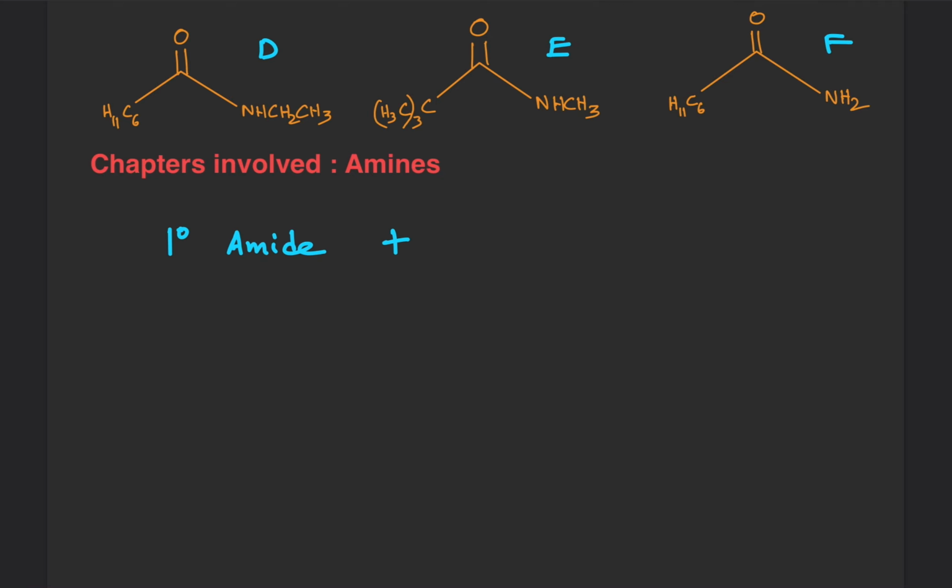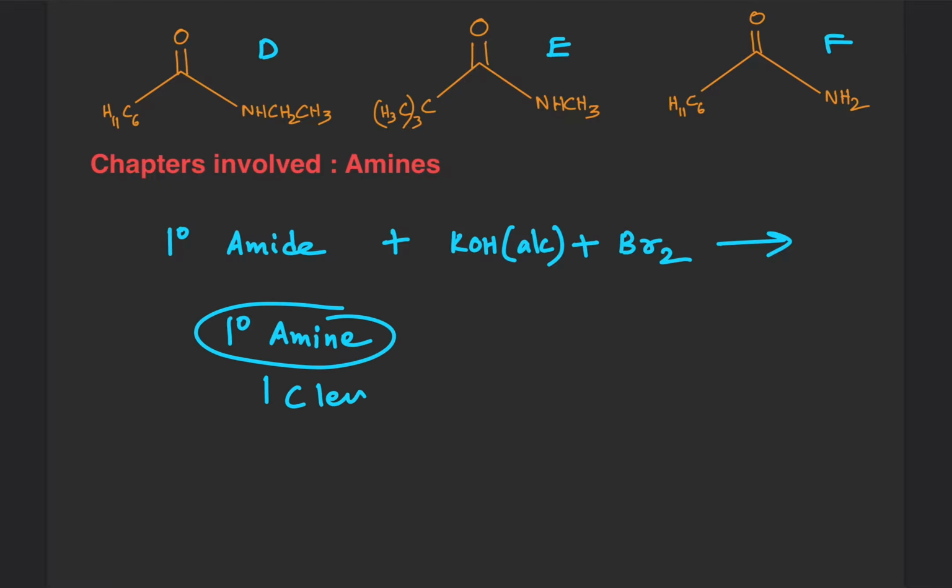Okay. When you have 1-degree amide plus alcoholic KOH plus bromine Br2, it gives a 1-degree amine. Okay, the answer is a 1-degree amine which has one carbon less than the original amide. So it will have one carbon less than this compound that we are starting with. Okay, so this is the famous Hoffman bromamide degradation reaction.